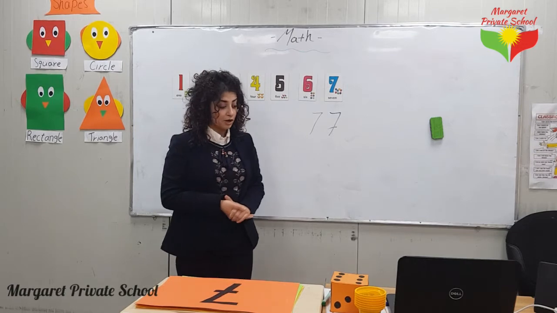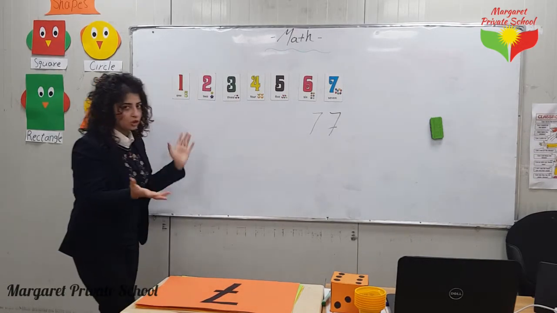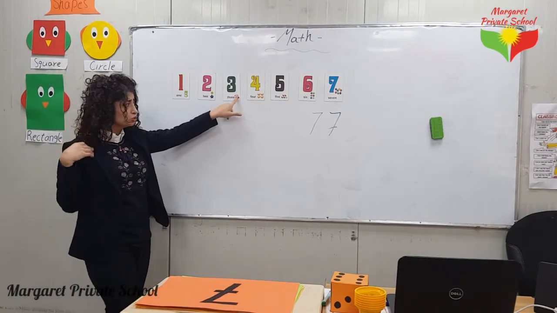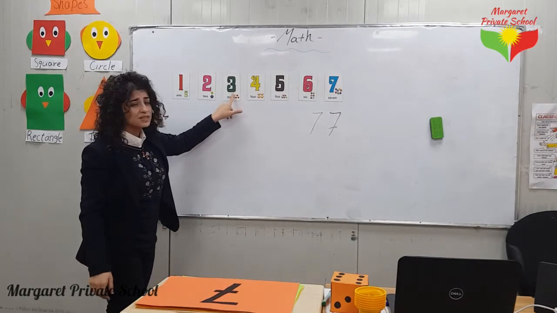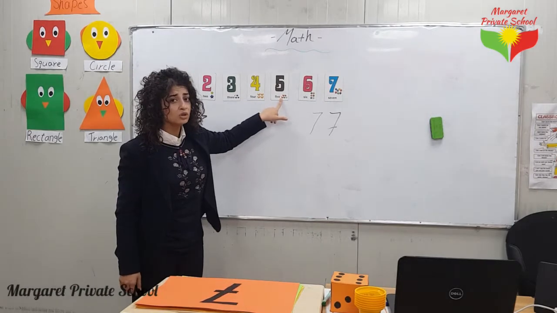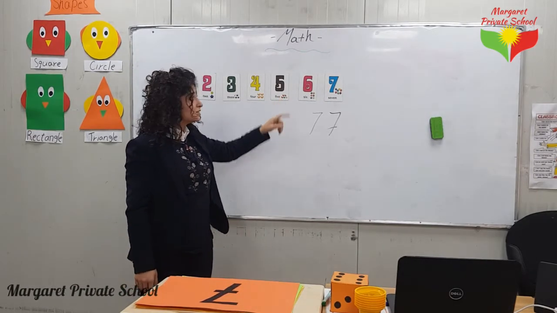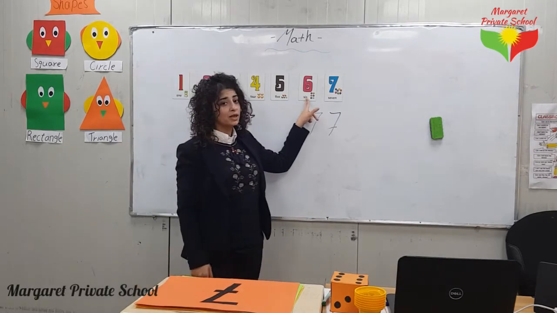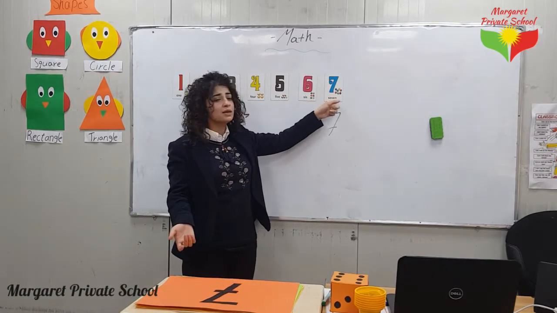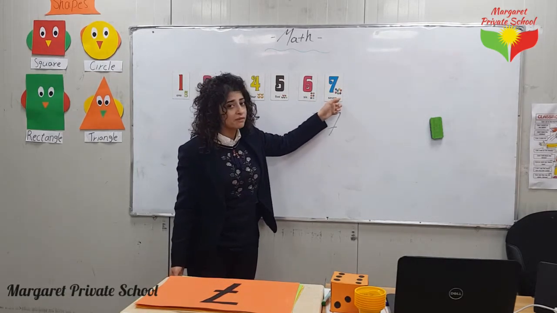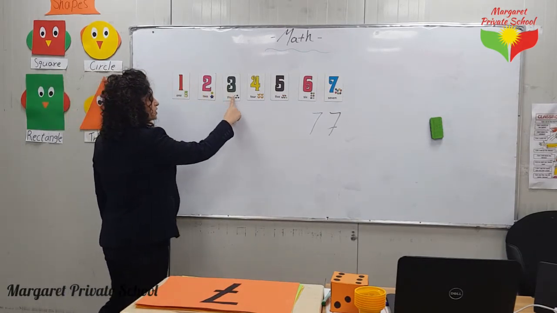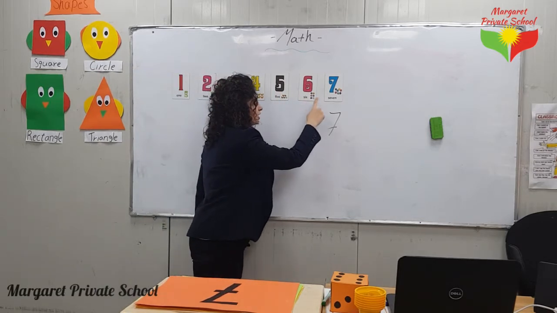Let's count, all of you, all the numbers. What's this number? This is number 2? No. What's this number? This is number 3. And what's this number? This is number 4? No. What's this number? This is number 5. And what's this number? This is number 6. After 6, we're learning which number? What's this number? This is number 7. Let's count all the numbers together: 1, 2, 3, 4, 5, 6, 7.